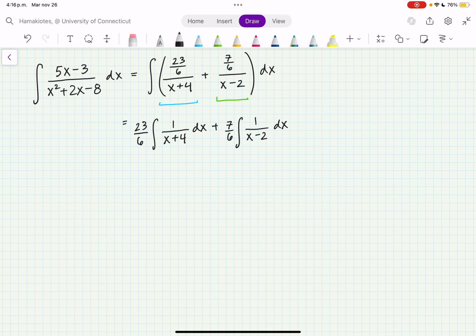We can do a u substitution where u equals x plus 4 and then du equals dx. So this becomes the integral of 1 over u du, which is just ln of u. Or you can just immediately observe that the integral of 1 over x plus 4 dx is ln of x plus 4 plus C. So this becomes 23/6 times ln of x plus 4 plus 7/6 ln of x minus 2 plus C. And that is our final answer.